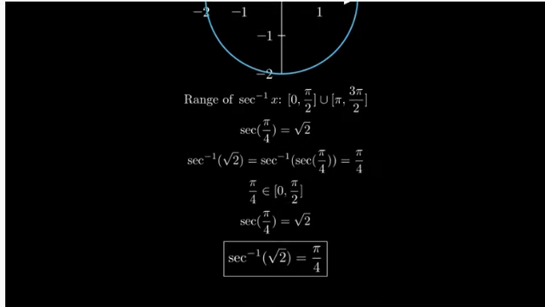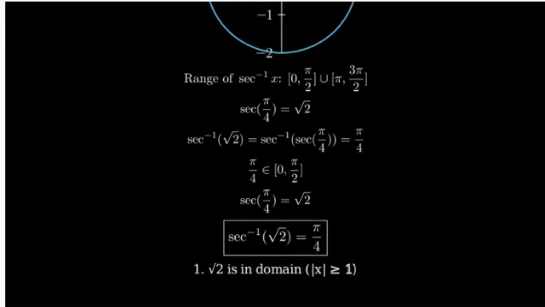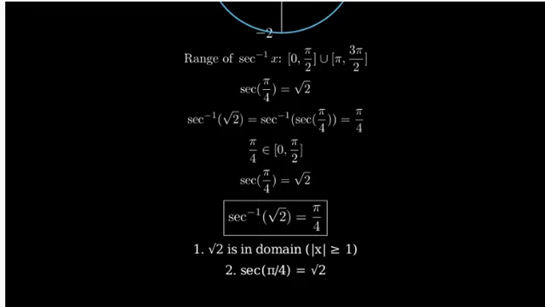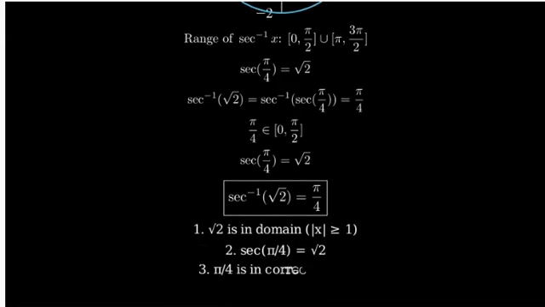To summarize, we checked that square root of 2 was in the domain of inverse secant, used our knowledge of special angles to recall that secant of pi over 4 equals square root of 2, and verified our answer was in the correct range.